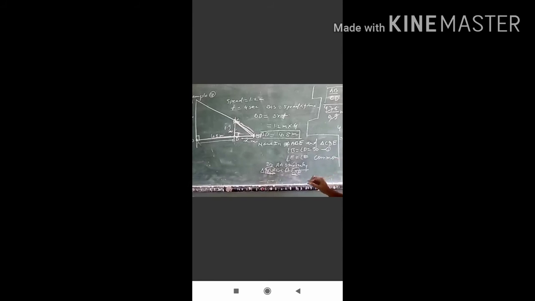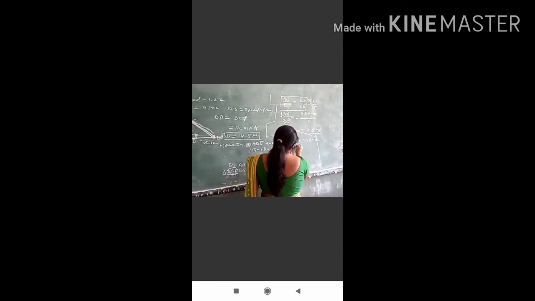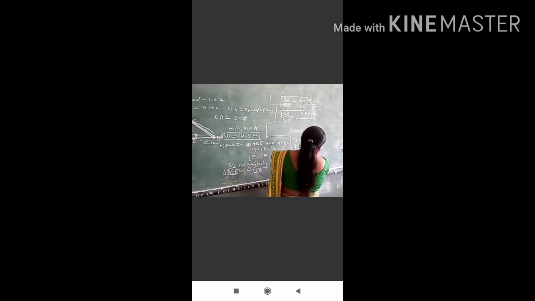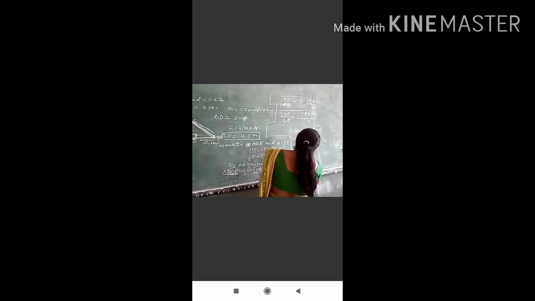Now, for the cross multiplication, 4x is equal to 4.8 plus x. So 4x minus x is equal to 4.8. 3x is equal to 4.8. x is equal to 4.8 upon 3. That means x is equal to 1.6 meters.